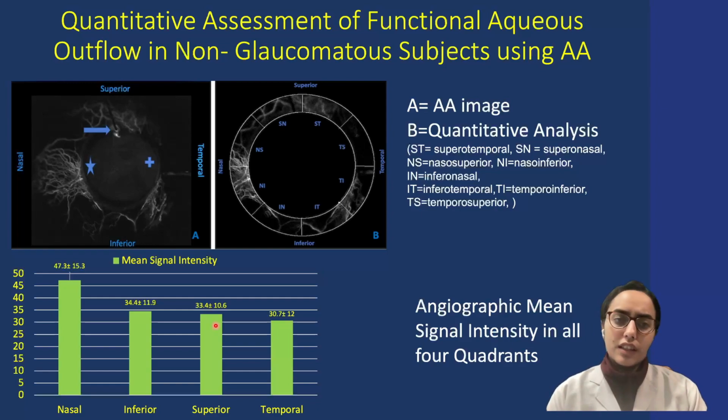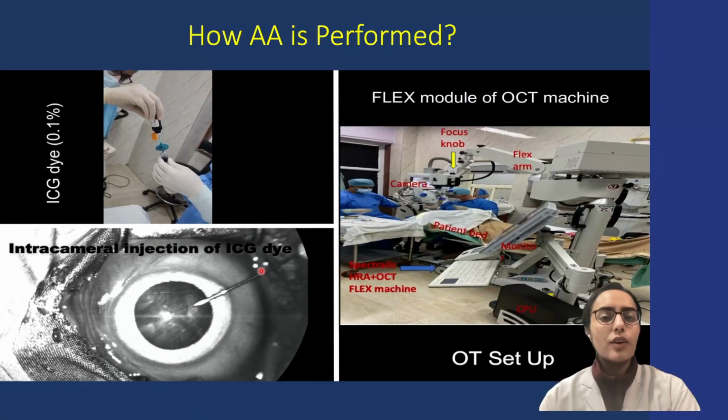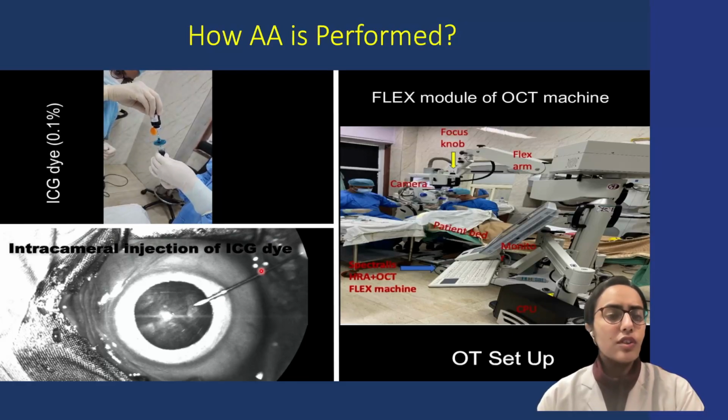We conducted a study for quantitative assessment of functional aqueous outflow in non-glaucomatous subjects using aqueous angiography, and we found that the mean signal intensity was the highest in the nasal quadrant and the least in the temporal quadrant. The study was conducted in 30 subjects. We used ImageJ software to analyze the mean angiographic signal intensity along 4 quadrants and 8 sectors as shown in this photograph. Now that we're familiar with what aqueous angiography is, let's see how it is performed.